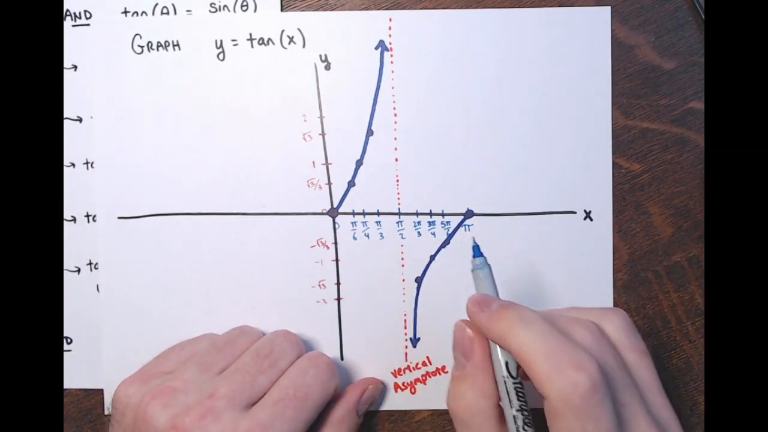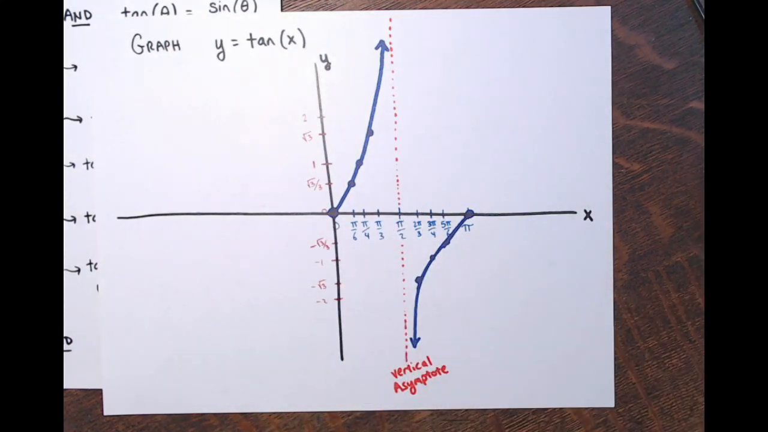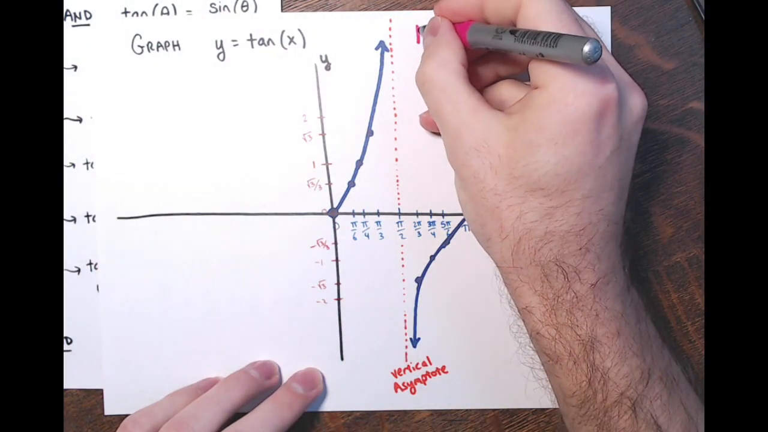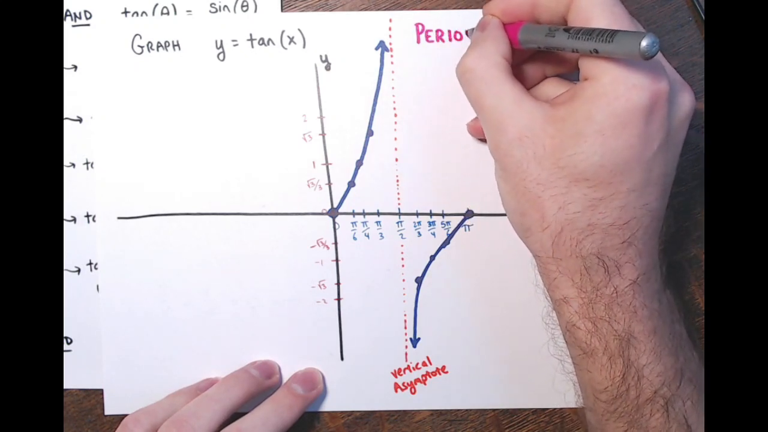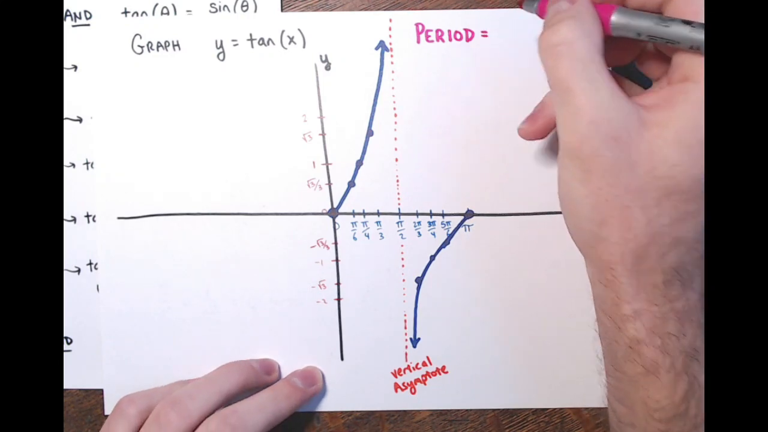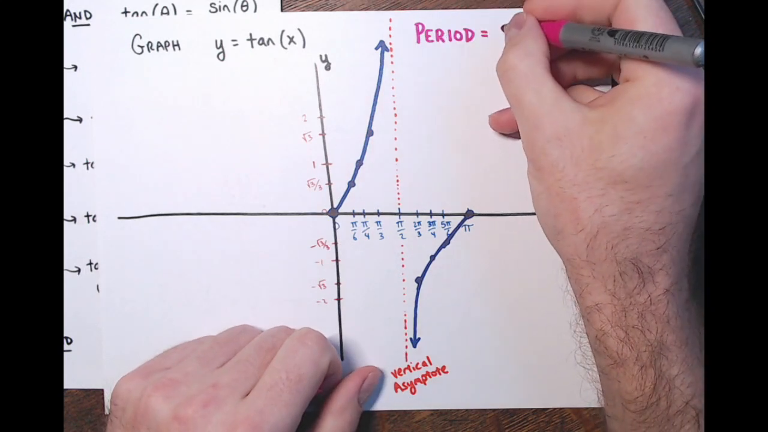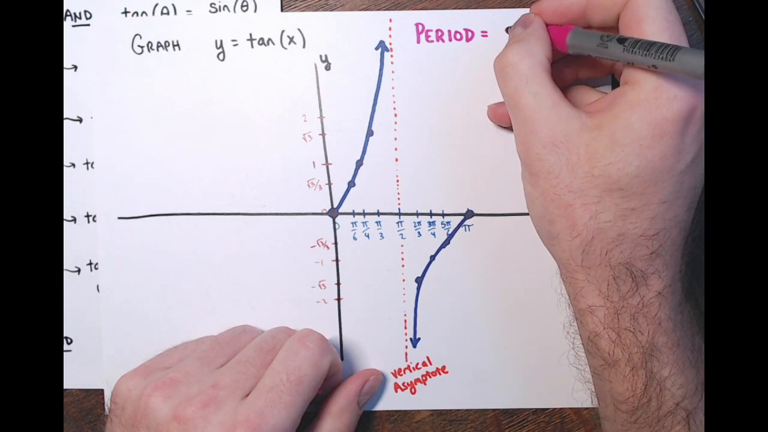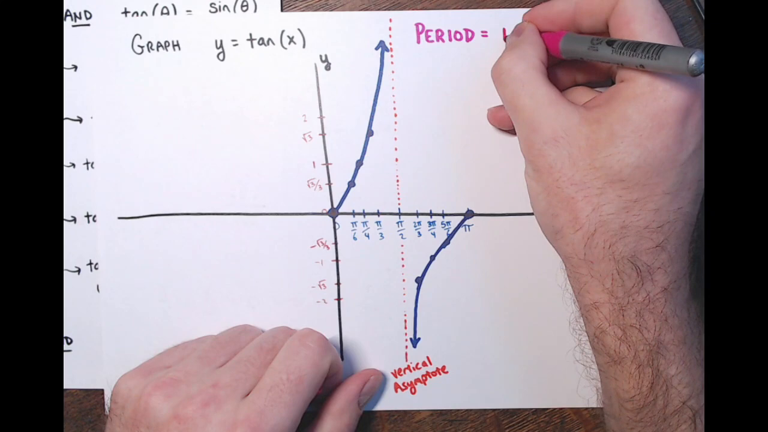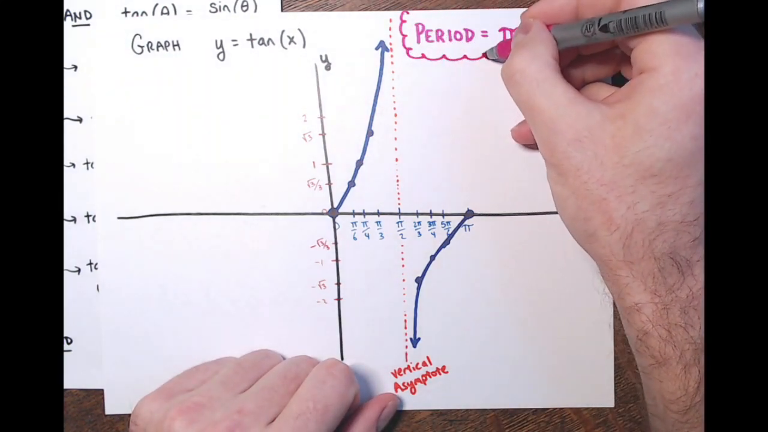So like I said, this is going to keep repeating. In fact, I'll write that up here. The period. Remember, the period is the smallest positive value for how often the graph will basically repeat itself. The period of tangent is not 2 pi like it was for sine and cosine. So be careful with that. It's not 2 pi. The period for tangent is pi radians. This is important.